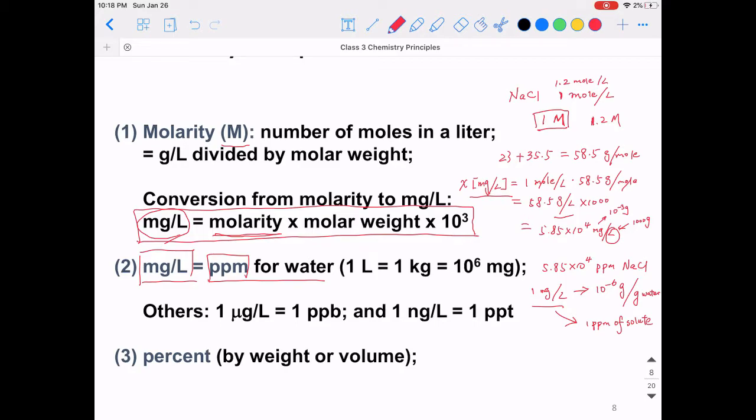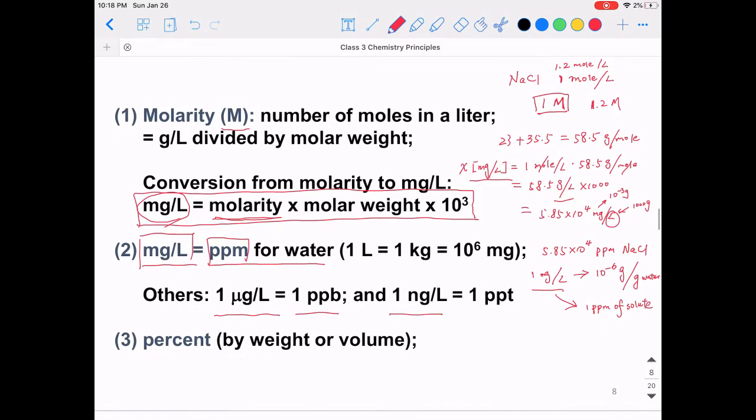And for the other units, for example, if we have a smaller value of the mass concentration, then 1 microgram per liter is equal to 1 ppb, because ppb is parts per billion, right? So that's 10 to negative 3 of the ppm. And 1 nanogram per liter is going to be 1 ppt, which means 1 part per trillion.